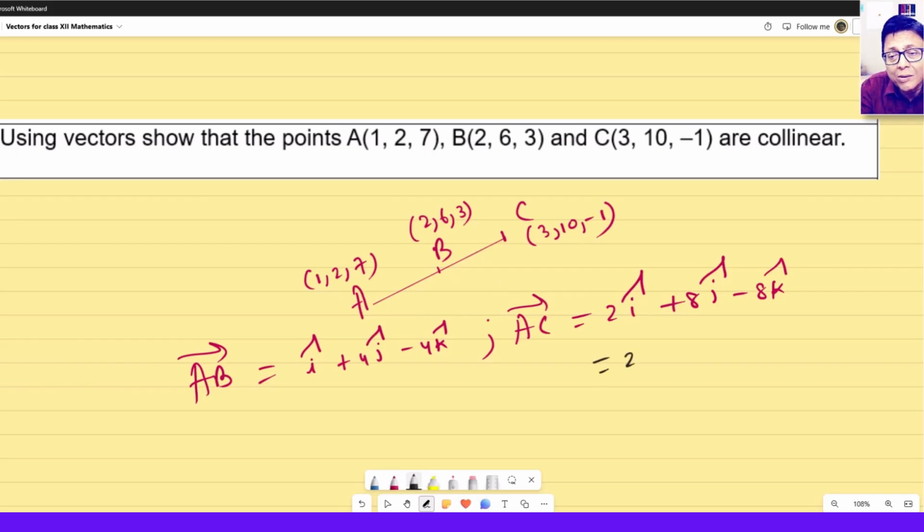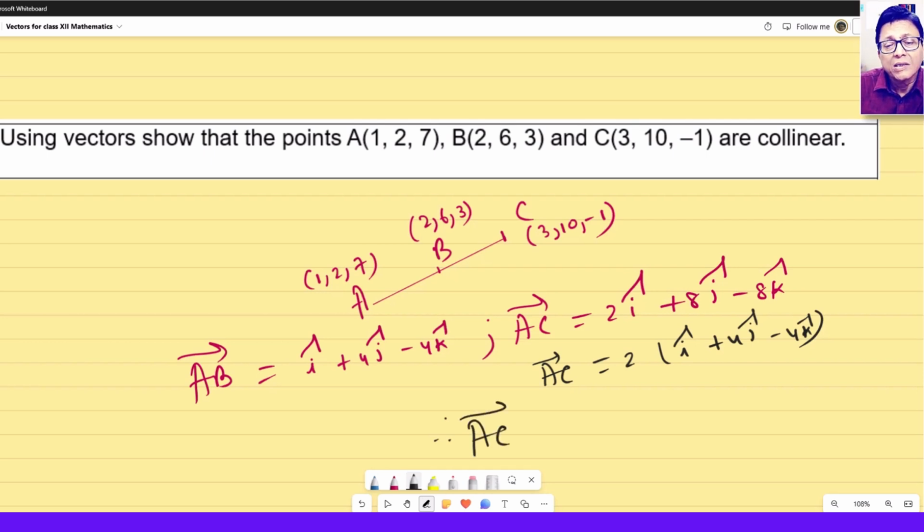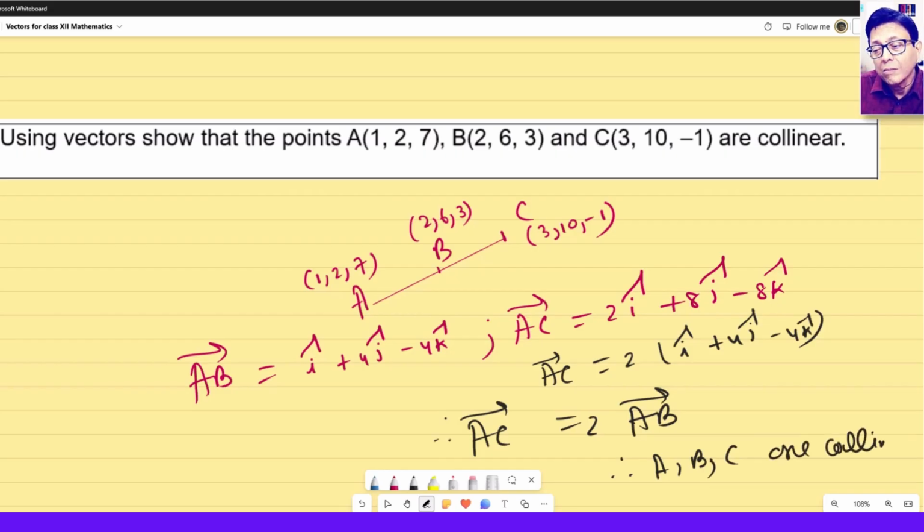Just write this one as 2 into i cap, 4 j cap. So what do you get? AC vector is twice AB. So what does this imply? Therefore, A, B, C are collinear. Clear? Hope you have understood.